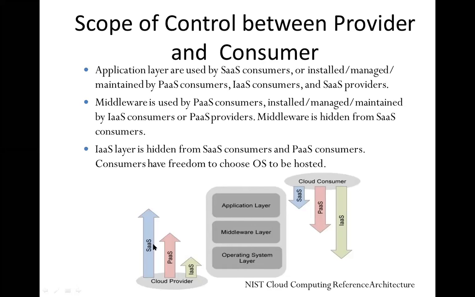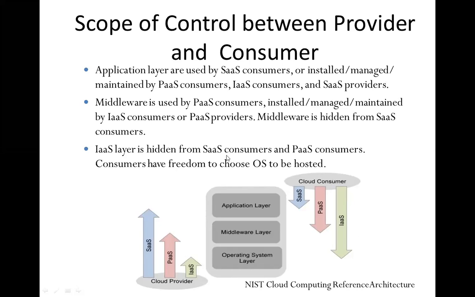This is a cloud provider. So the consumer works in this way and the provider works in this way. The consumer works from the application layer towards the operating system layer, while the provider works from the operating system layer towards the application layer. So in this scenario, who can control what is described here?